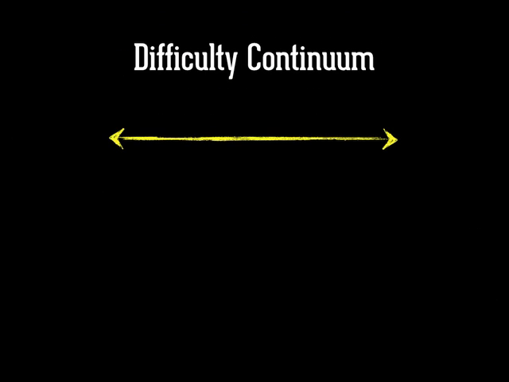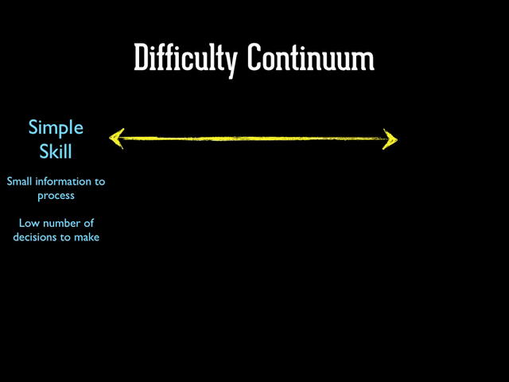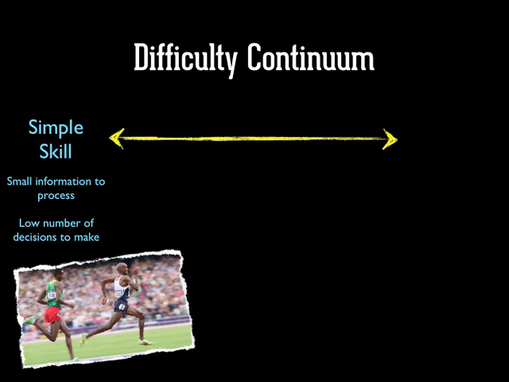Fifth one is the difficulty continuum, and here we have either simple skills or complex ones, but simple skills to start with. In simple skills, there is small information to process. There's not a lot of thinking going on. It's a very easy skill to do. Usually you don't have to make many decisions, usually one or two decisions at the very most in simple skills, and a good example of that is running. I don't really have to decide much to actually do the action of running. I'm just putting one leg in front of the other and moving my arms. Okay, very simple skill. Swimming is the same, cycling is the same. Simple skills, very few decisions to make.